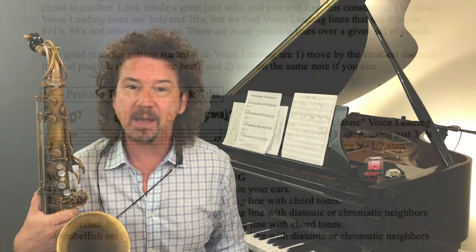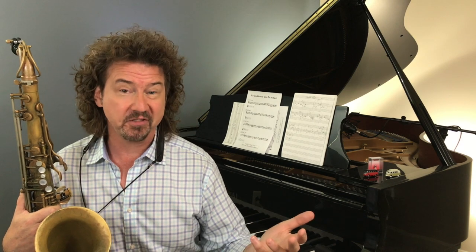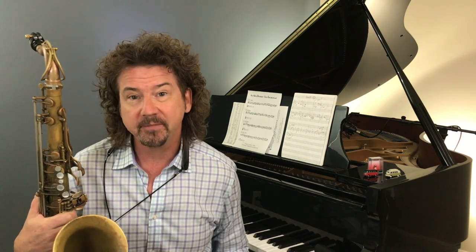So look at the example on the sheet. And what we have here are the first 4 chords, the first 2 measures of Prelude to a Kiss. Let me play the melody for you really quickly through those 2 measures just so you can remember the tune, and then I'll play the voice leading line here. We'll talk about it.